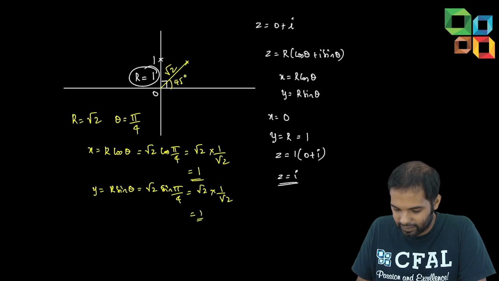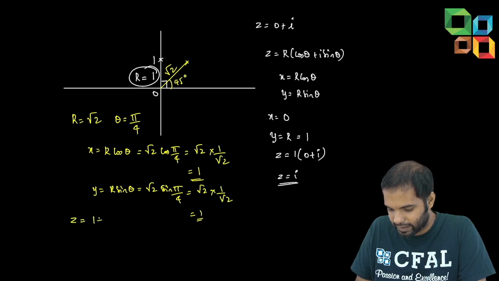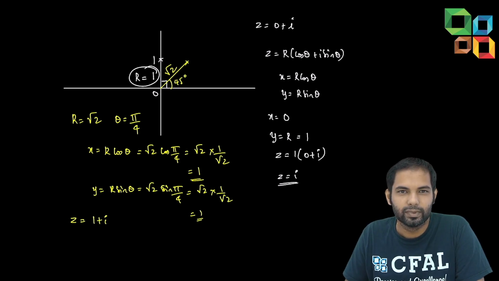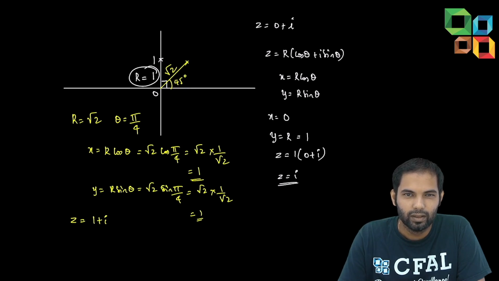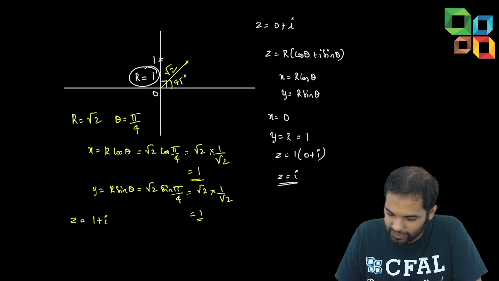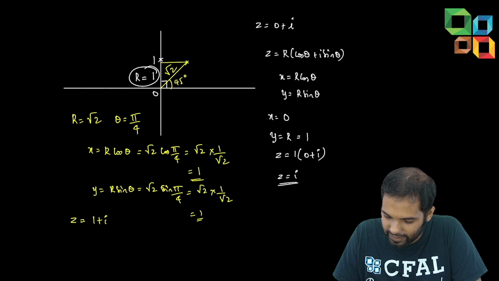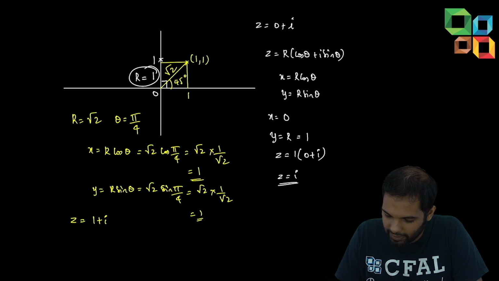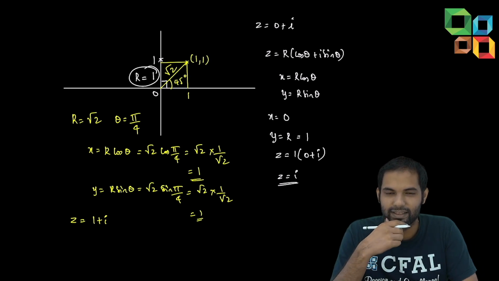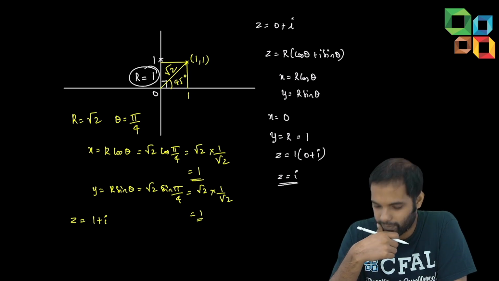So what is x and y? A complex number is nothing but x plus iy. And you see it's 1 plus i. Now just to cross check, you can see that this is nothing but a square here, right? So this coordinate will be 1, 1. And you can see the distance will be the diagonal of the square, which is nothing but root 2. Right?